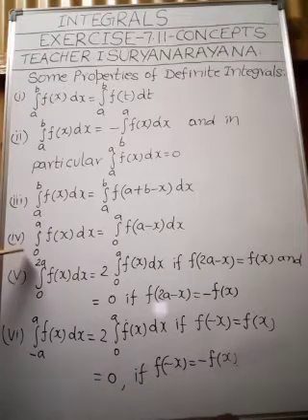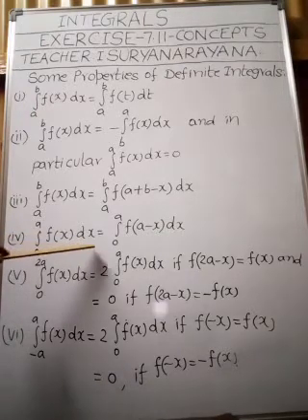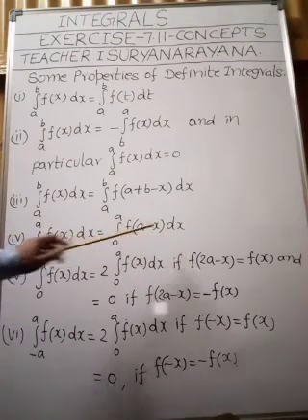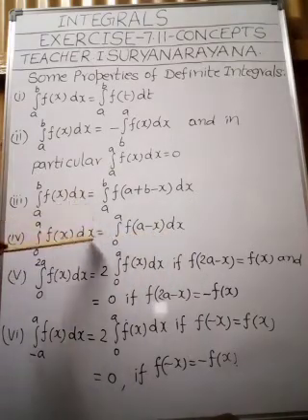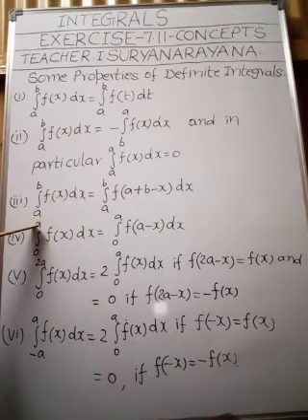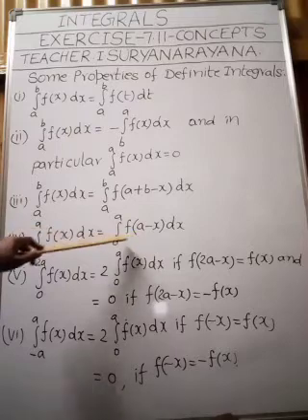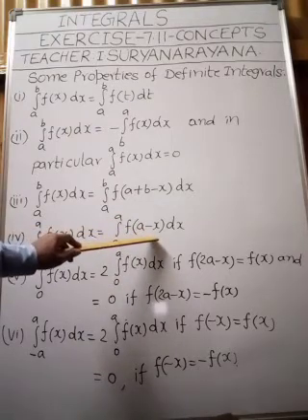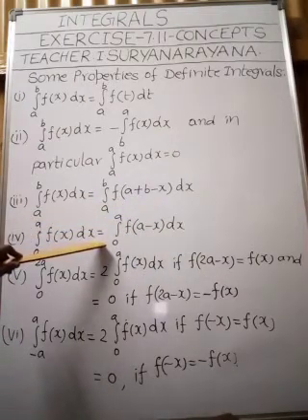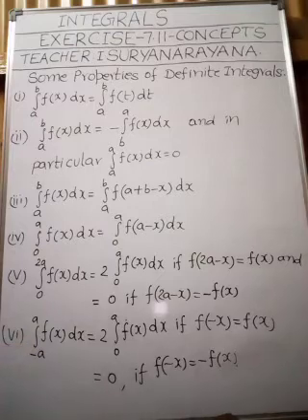Similarly, fourth: integral 0 to a f of x dx is equal to integral 0 to a f of (a minus x) dx. This is nothing but a particular case of the third formula. Here a is equal to 0 and b is equal to a. See this one: 0 plus a minus x. Both are the same. This is nothing but a particular case of that formula. Right.